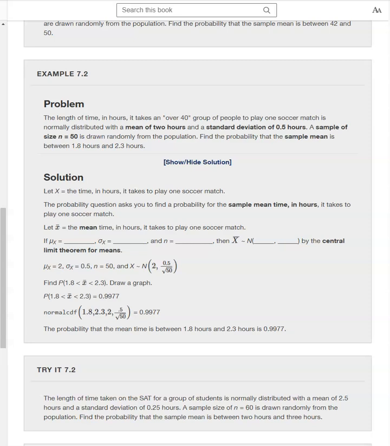This means that the probability that the mean time is between 1.8 and 2.3 hours is 99.77%. So almost 100% of the over 40 soccer games are going to last between 1.8 hours and 2.3. To be more exact, 99.77%.